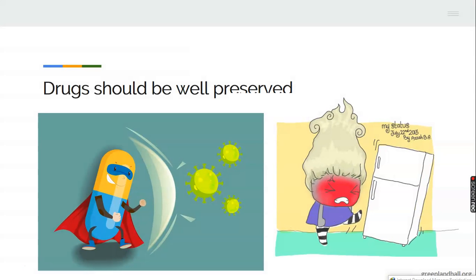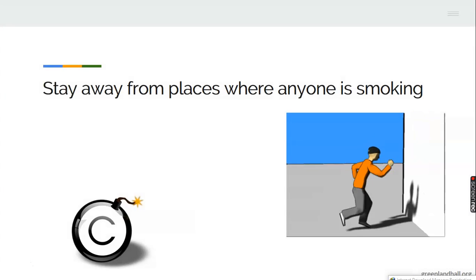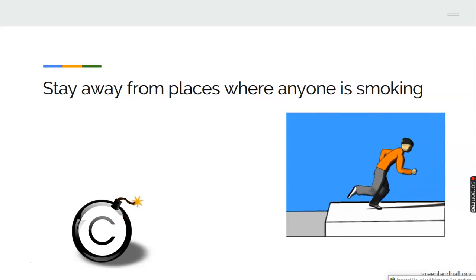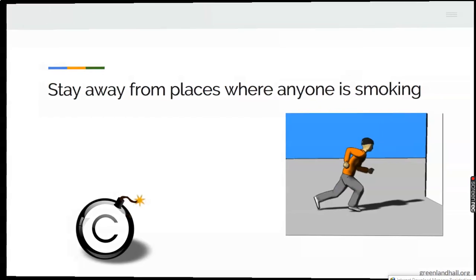Drugs should be well preserved also, so that in case it may not have expired, but because it was not well preserved, it may become bad and dangerous to health. And stay away from anywhere anyone is smoking. Stay away from it.